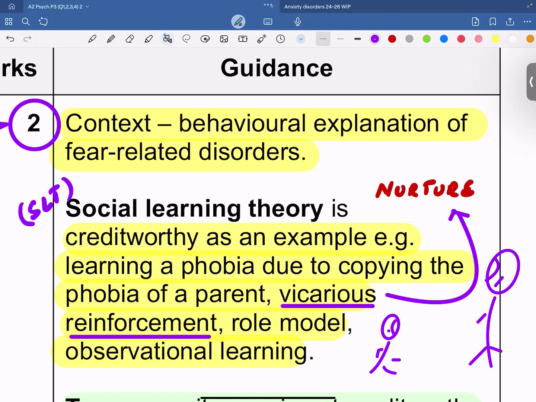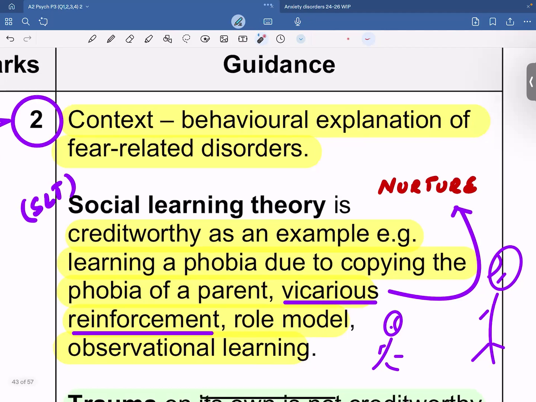Now, we were talking about the social learning theory over here. Let's not get carried away. We were actually talking about the behavioral explanation of fear related disorders, and trying to support the nurture side of the debate. I took the opportunity of helping you understand what vicarious reinforcement is under the broader heading of social learning theory. So, social learning theory is creditworthy as an example: learning a phobia due to copying the phobia of a parent, vicarious reinforcement, role model, or observational learning.